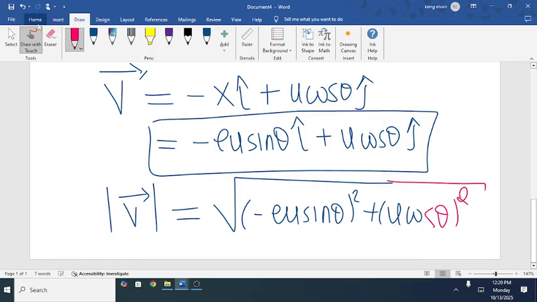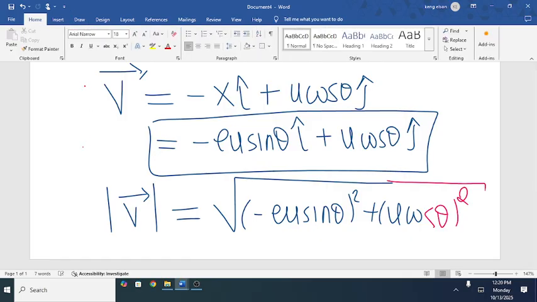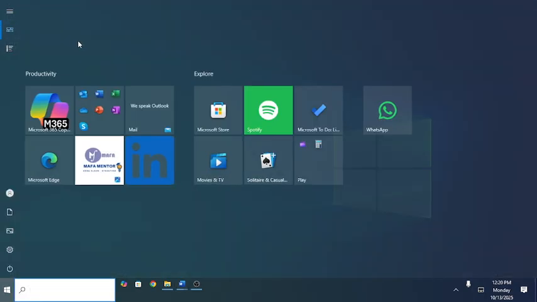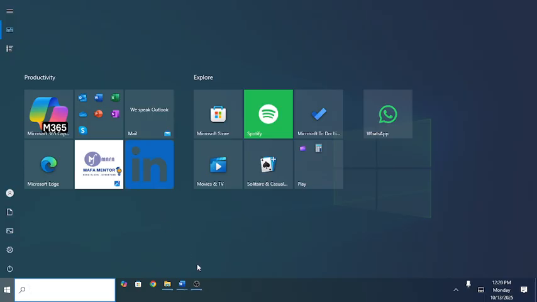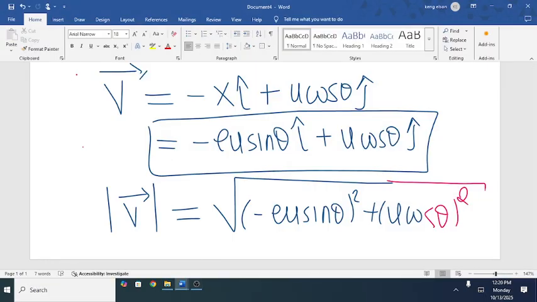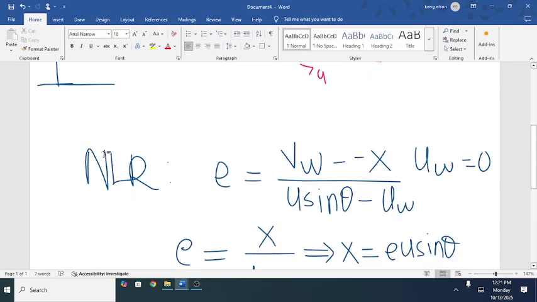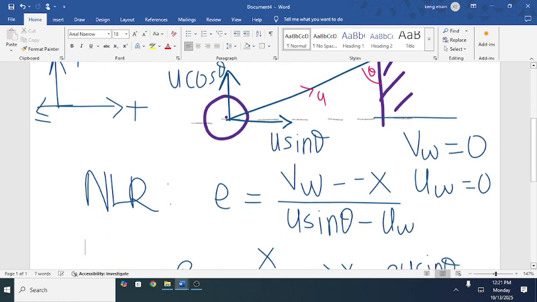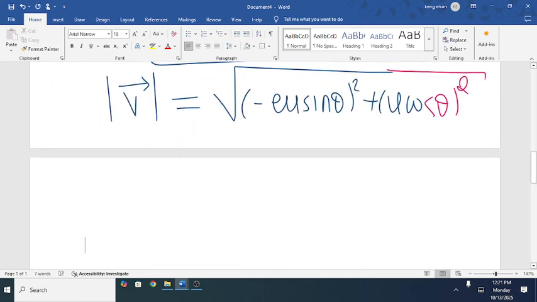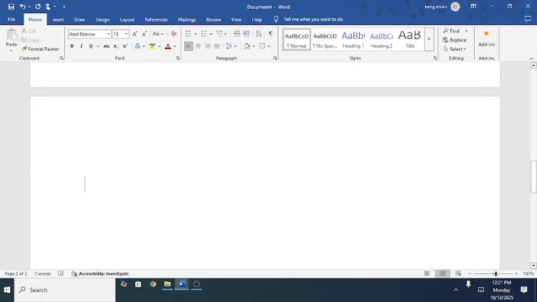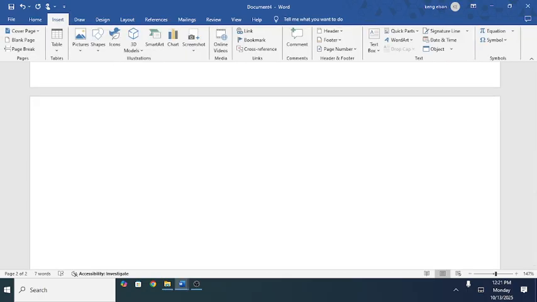Now in our second scenario, we are going to look at a case where the wall is horizontal. This is what we have.